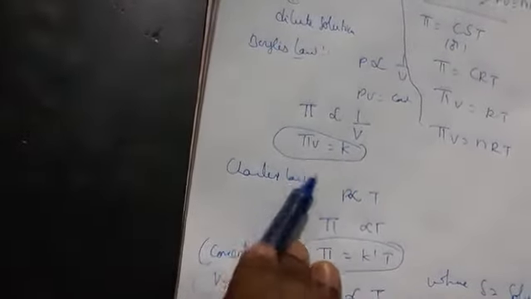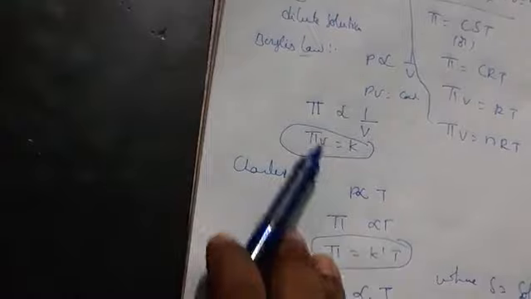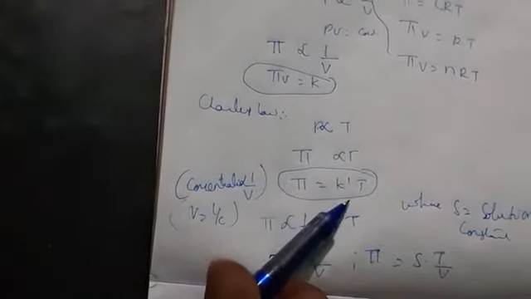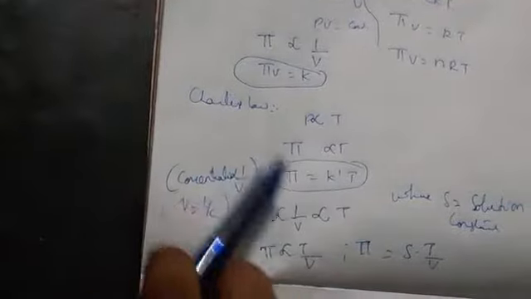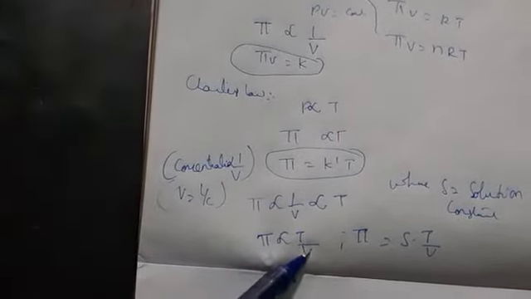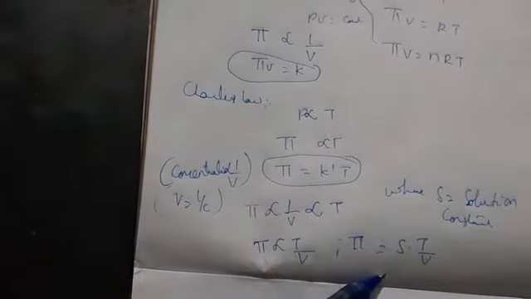See here, according to Boyle's law, the osmotic pressure is inversely proportional to volume. So pi V is equal to K. According to Charles' law, pi is equal to temperature, K dash T. So when you combine these two equations, then what are you getting? Pi is proportional to T by V, where it is the solution constant.